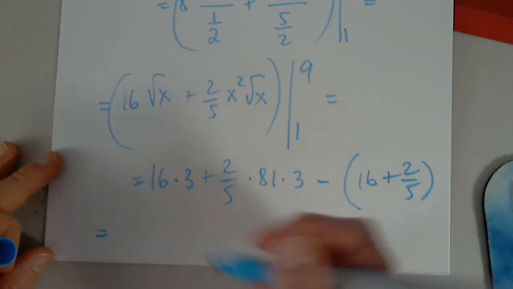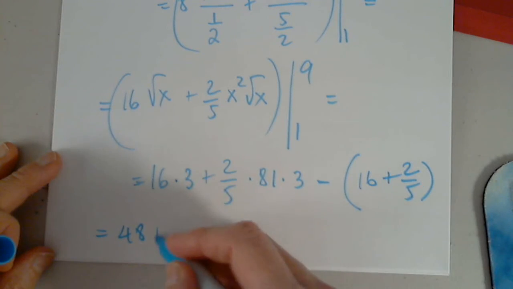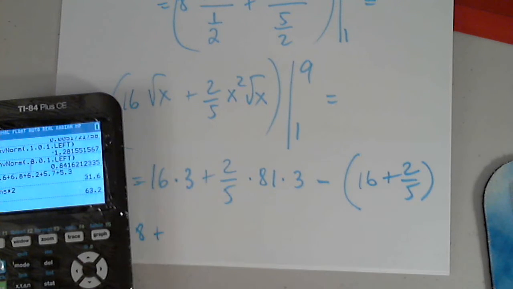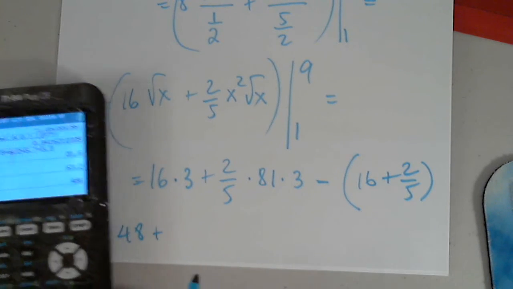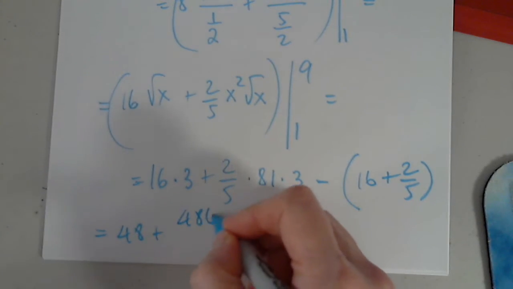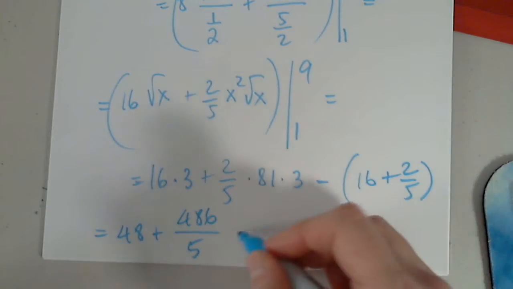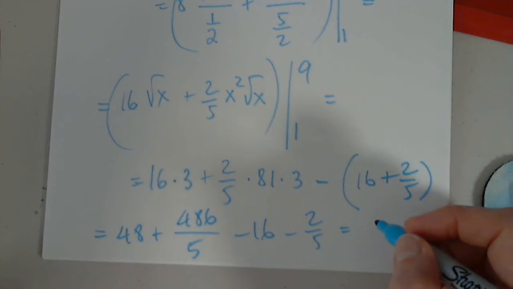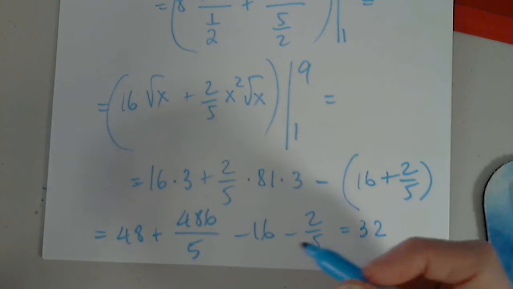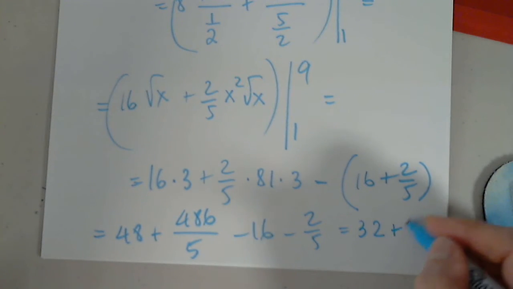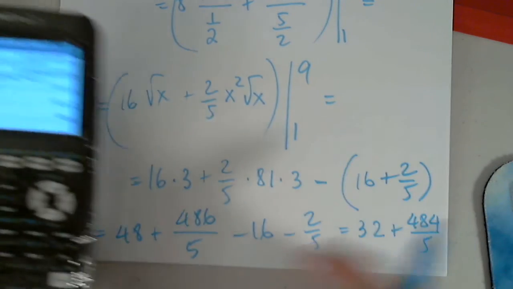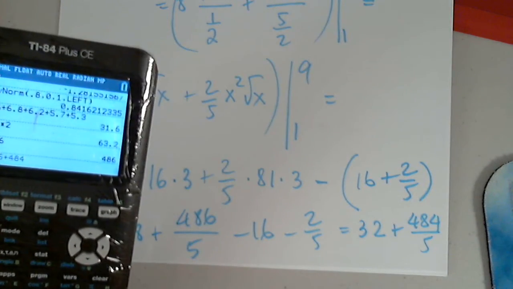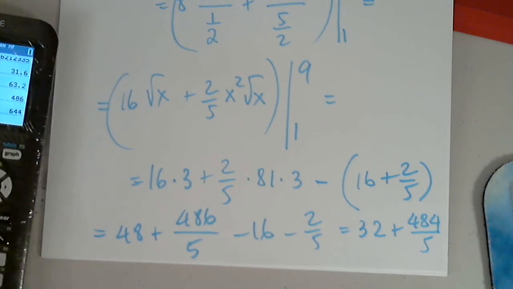So 48 plus, oh, okay. What is it? 81 times 6. So 486 divided by 5 minus 16 minus 2/5. So 48 minus 16, that is 32. And 486 minus 2 is 484 over 5. So 32 times 5 plus 484. 644 over 5.